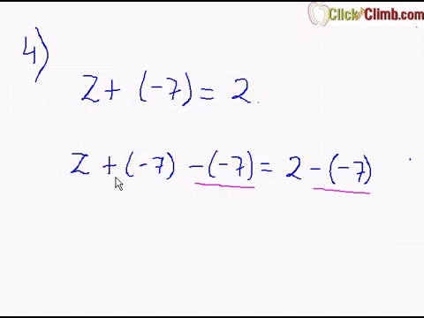Now z plus negative 7 minus negative 7 makes it only z equals. Here I need to do 2 less negative 7. To solve 2 less negative 7, I need to subtract, and in order to do that I will use the opposite. The opposite of less is increase, so I will increase by the opposite of negative 7, and the opposite of negative 7 is positive 7. So I do 2 plus 7 to get the answer z equals 9.